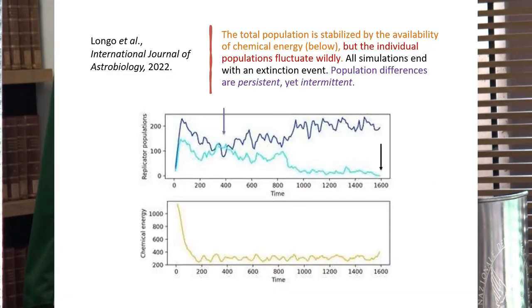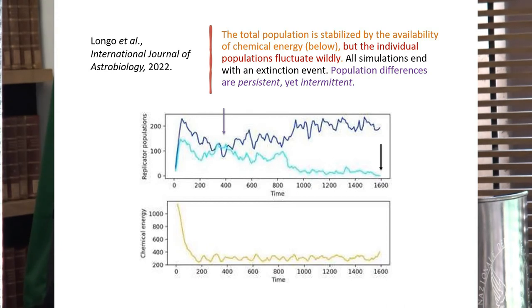One of the two species disappears, and it disappears relatively fast. In fact, it is possible to see that population differences arise. They are persistent, yet intermittent. Sometimes you see something which is persistent, but then you have a switch. But any simulation ends with a selective extinction event. So, conclusion: we provide evidence, maybe, that one of the two life forms carrying biomolecules of opposite chirality disappeared by a random event. The simulation is formulated as a computer game.